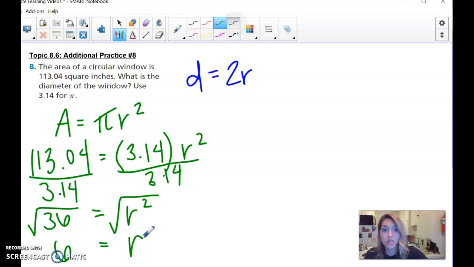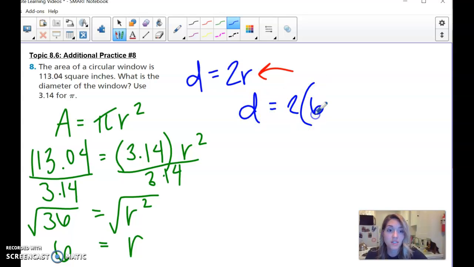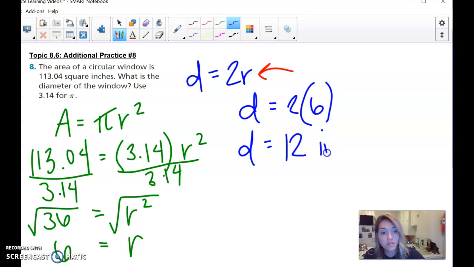So the last thing I need to do is plug my radius in here in order to figure out what my diameter is. So the diameter is equal to 2 times my radius. My radius is equal to 6. So my diameter is equal to 12, and our units are inches.